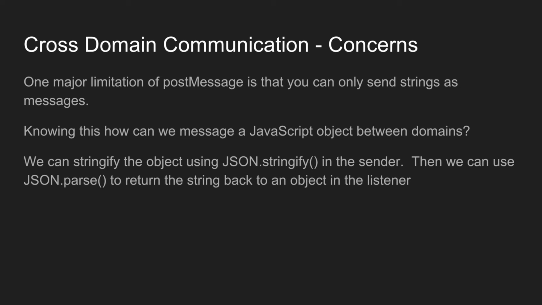One thing about JSON.stringify is if a property is a function, it's not going to stringify it, because you can't stringify a function. It just won't include that property when you're actually messaging it.